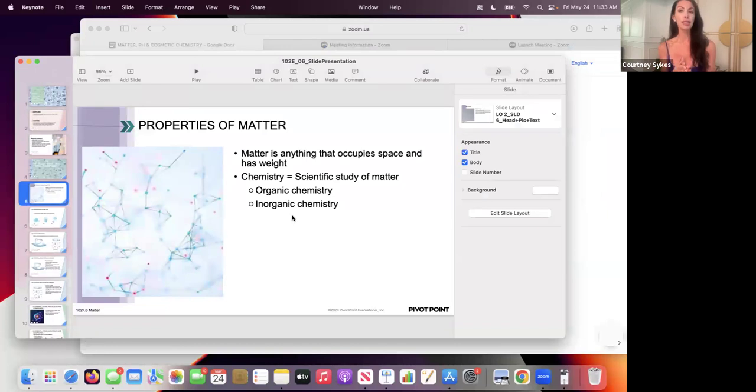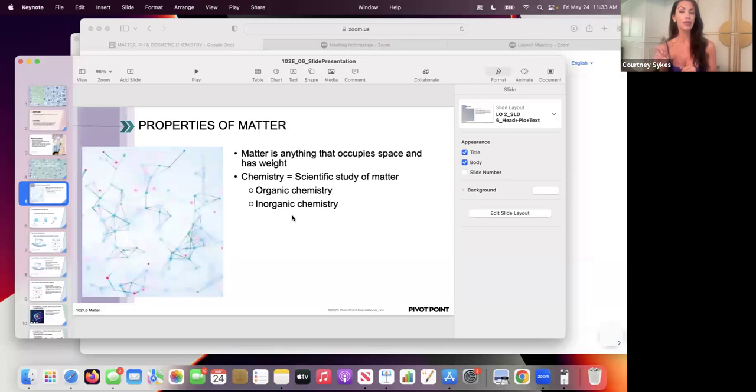Okay, so properties of matter, this is something you do need to know for your state board exams. Matter is anything that occupies space and has weight. That will be a question on your state board exams. Make sure you know, matter is anything that occupies space, such as a solid, liquid, or gas. Now, when it comes to chemistry, chemistry is the scientific study of everything from a solid, liquid, or gaseous substance. So it's the scientific study of matter.